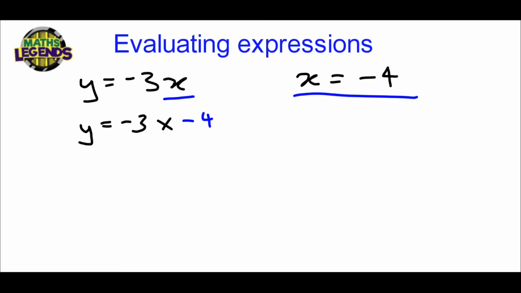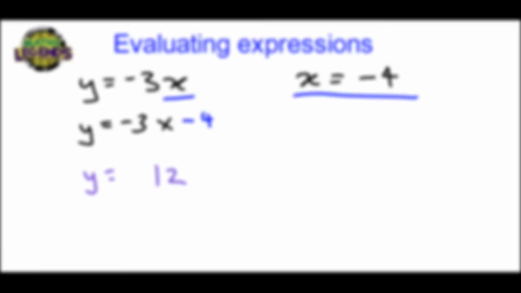And then we simplify. So y equals minus 3 times minus 4. A minus and a minus makes a plus, and 3 times 4 is 12. Now the plus in front of the 12 we don't need. So it's just y equals 12. Let's look at another example.